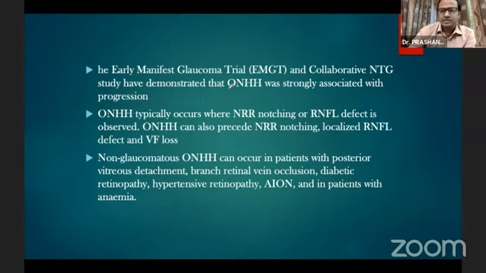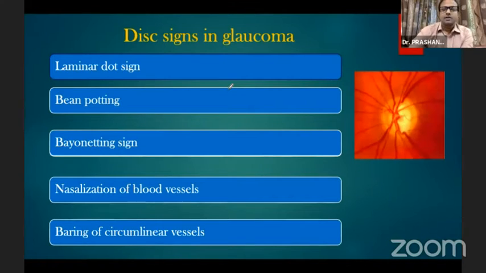Although they can also be present in NAION and hypertensive and diabetic retinopathy. And at last, I would like to tell there are other certain subtle signs in glaucoma which are present in the optic disc. These are not pathognomonic of glaucoma, but they are also present in glaucoma. So that again increases the evidence to diagnose a case of glaucoma. They are laminar dot sign and bean pot cupping.